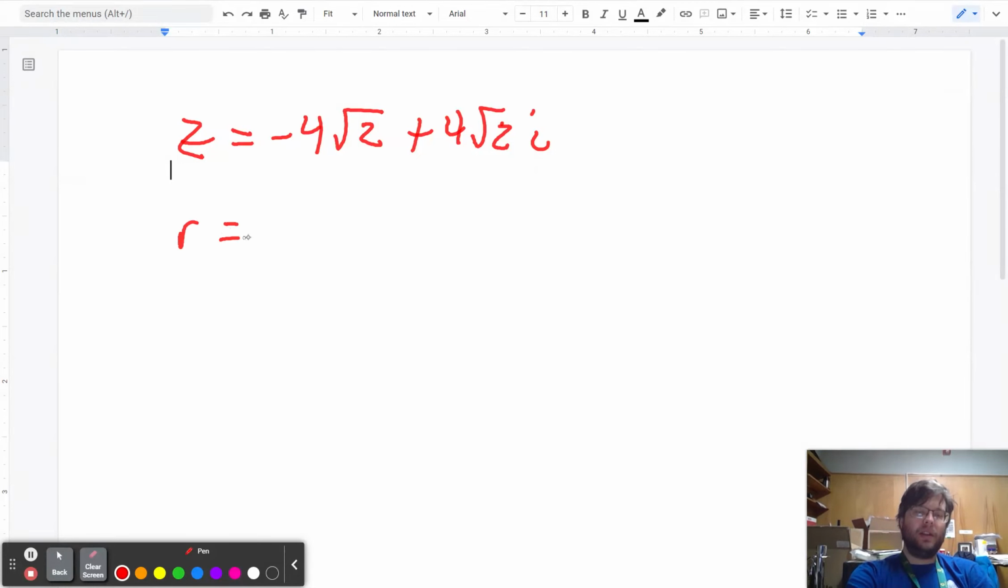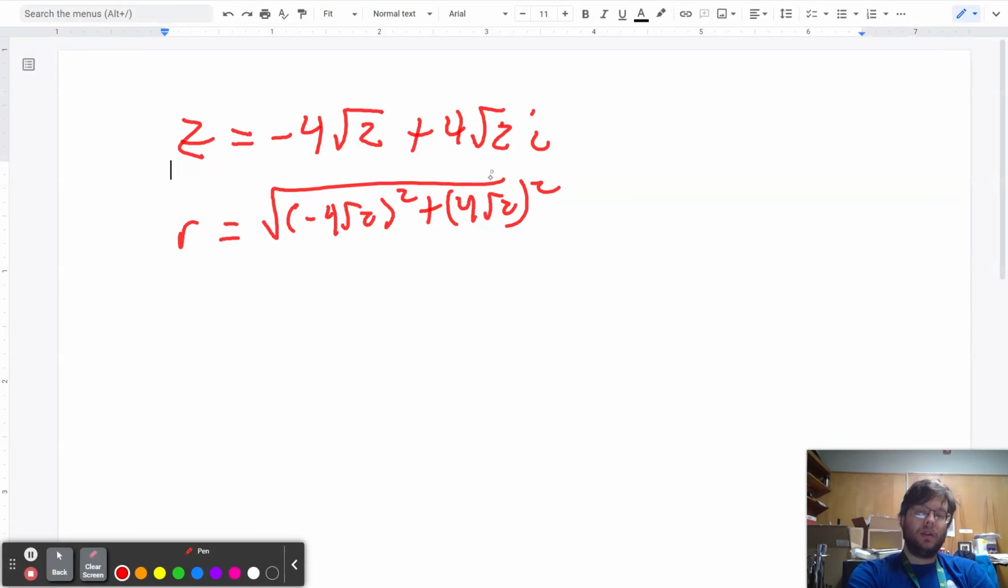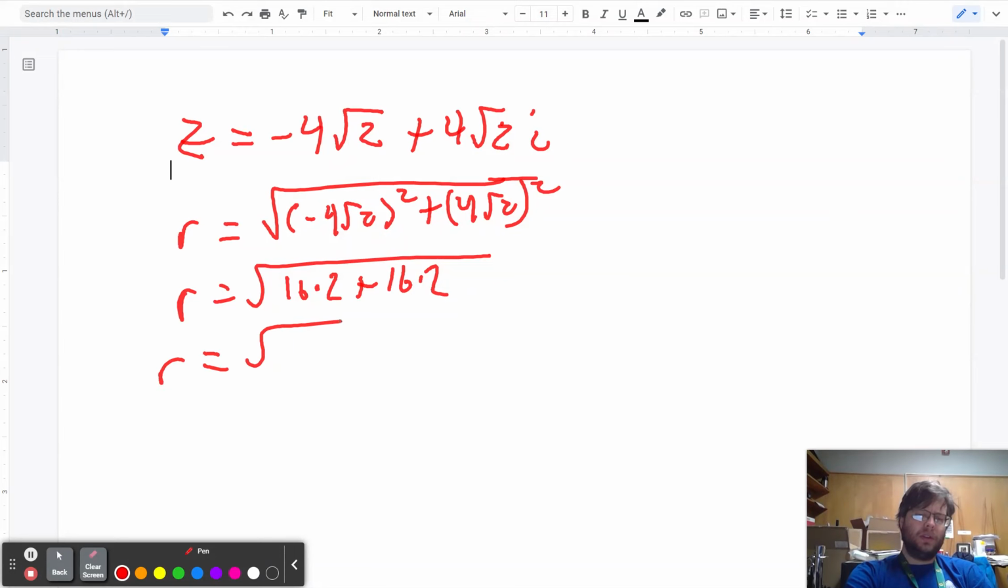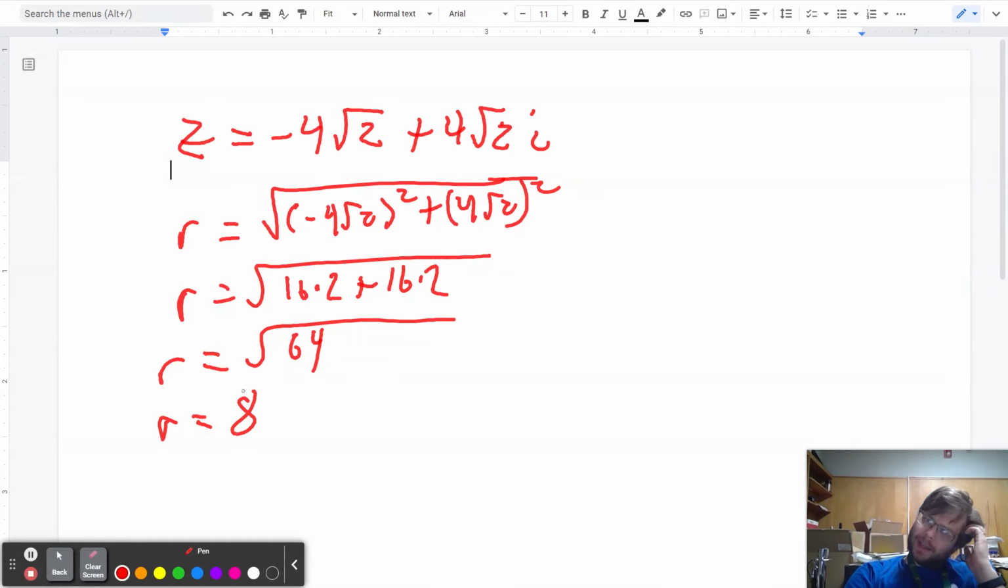So I'm going to find the r value by doing the square root of a squared plus b squared. So the r value is going to be the square root of, I guess that's 16 times 2 plus 16 times 2. So I guess that makes 64, or 8. I guess that makes sense. Did I do that right? Yeah, because each of those is like the square root of 32. Cool. So that's the r value.